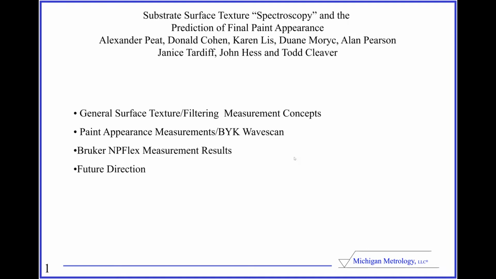This presentation came from a fairly large project that was done here in the Detroit area over the last 12 years, basically trying to understand the connection between the substrate used to make cars, like car doors and car trunks and hoods and things like that, and how that affects the final paint appearance. So it was a big project that was funded by a consortium called USCAR, which was basically the big three automotive makers in the US. And it was spearheaded by a number of people, as you can see in this title here.